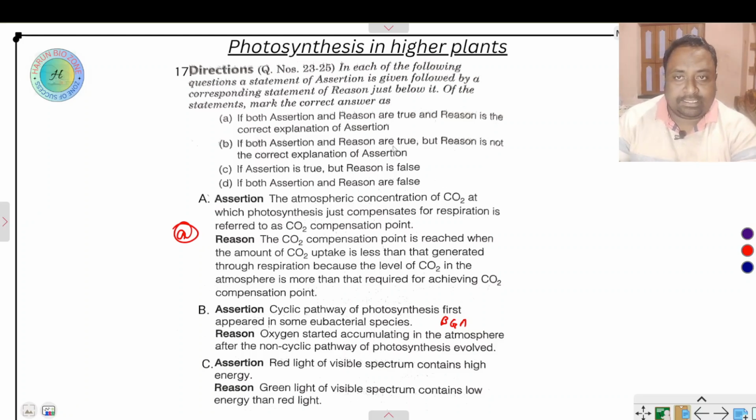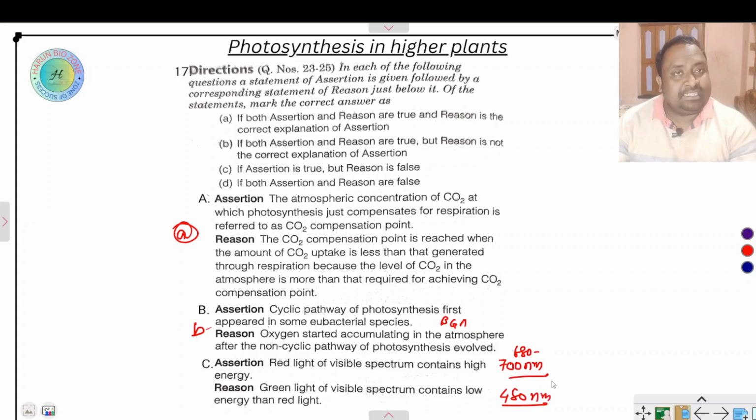So both assertion and reason are true, but the reason is not the correct explanation of the assertion, that is B is the correct option. Red light of the visible spectrum contains high energy. The red light means near about 700 nanometer, 680 to 700 nanometer, okay, and green light near about 480 nanometer. The more wavelength means less energy.